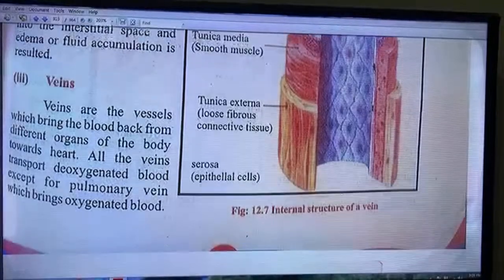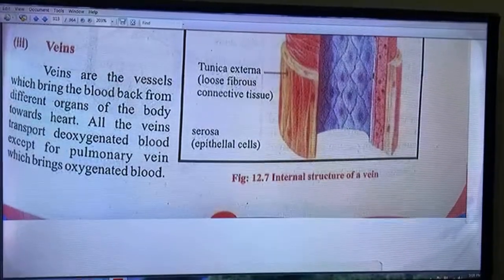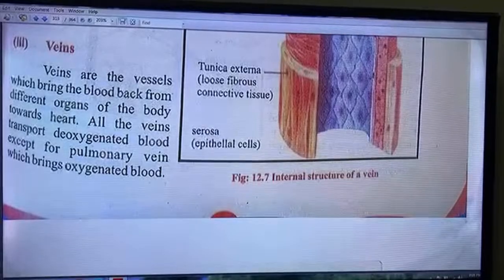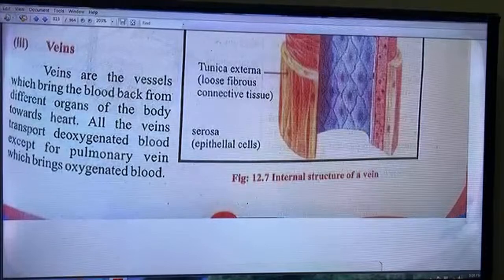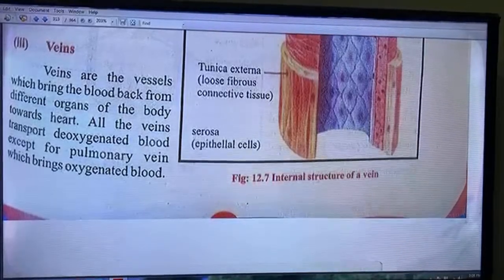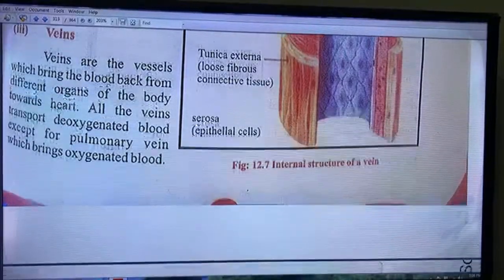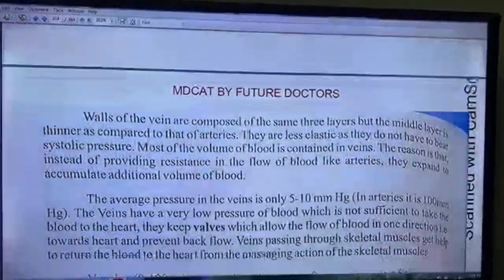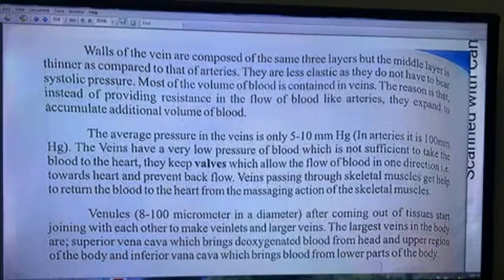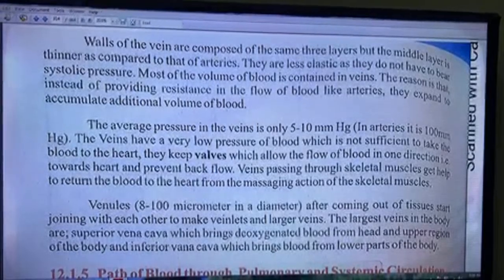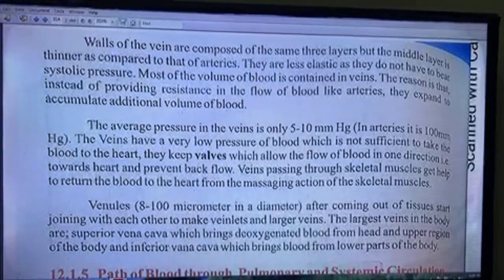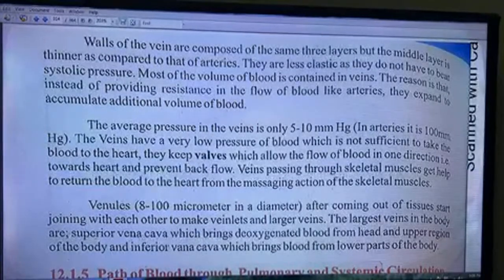Veins. Veins are the vessels which bring the blood back from different organs of the body towards the heart. All the veins transport deoxygenated blood except for the pulmonary vein, which brings oxygenated blood. Walls of the vein are composed of the same three layers, but the middle layer is thinner as compared to that of arteries. They are less elastic as they do not have to bear systolic pressure.